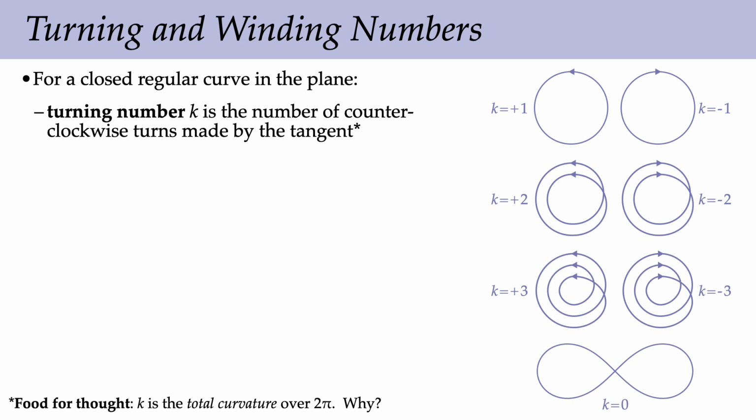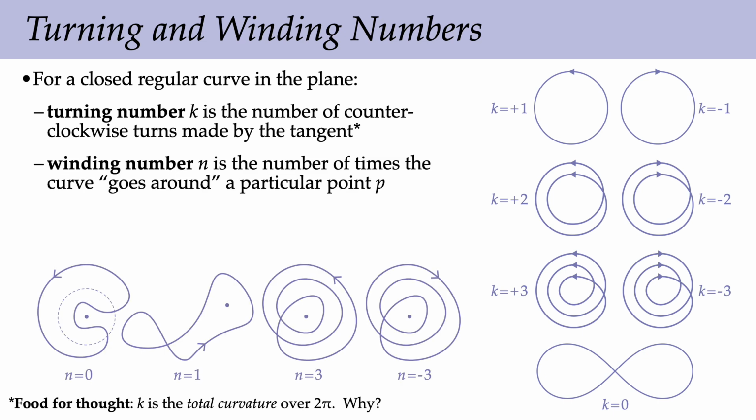A different but closely related concept is the winding number. So the winding number n of a curve is the number of times the curve intuitively goes around a particular point P. So we have some examples down here at the bottom. We can see that for n equals 0, the curve doesn't really go around the point. You could imagine pushing the curve far away from the point. It doesn't get stuck on it. The next curve has winding number 1. So in some sense, it winds around the point once. The next curve winds around the point 3 times. The next curve winds around it -3 times because, well, the orientation is opposite.